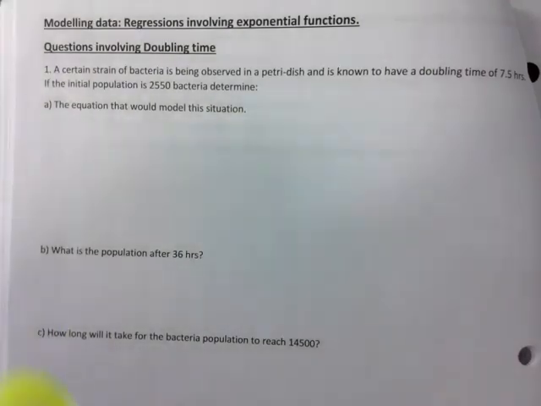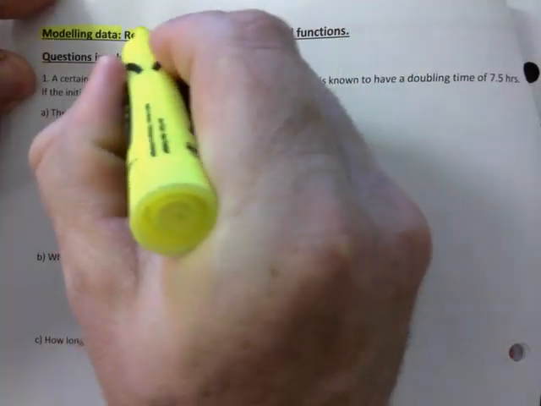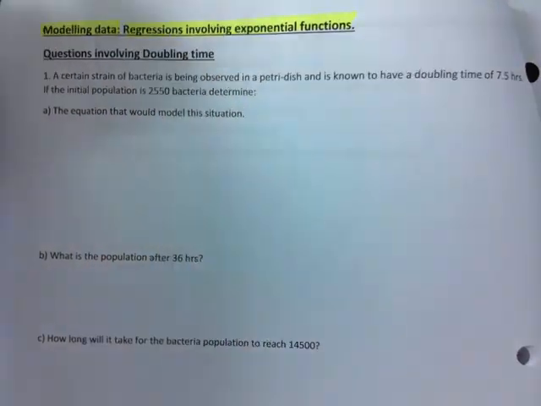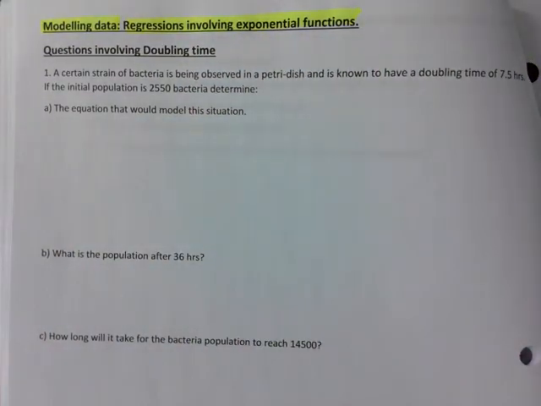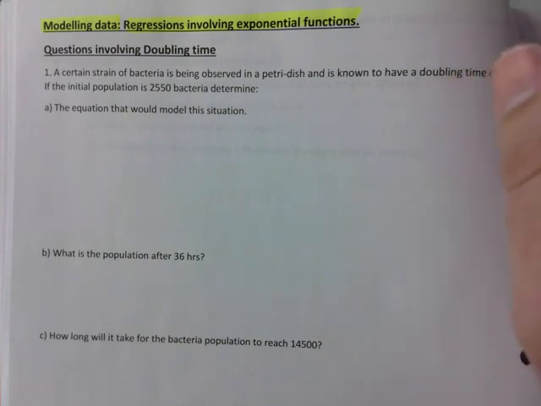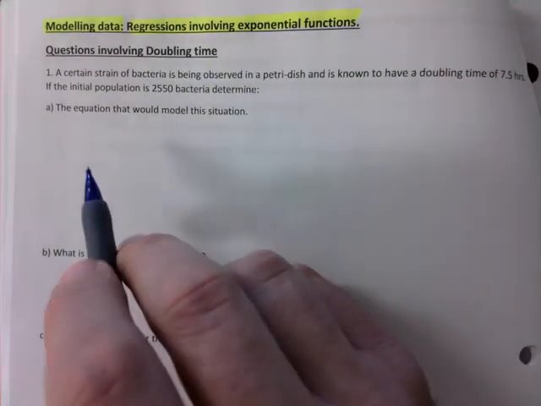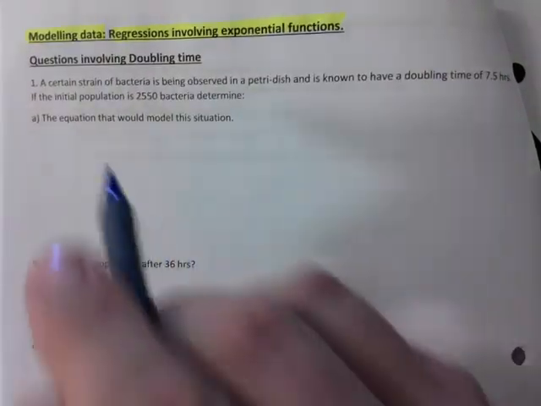So basically, we're going to deal now with modeling data. So we're going to have to do regressions that involve exponential functions. So I'm going to do one with doubling time and one with half-life. They each work very similarly. So once I have doubling time down, you'll get the half-life as well.